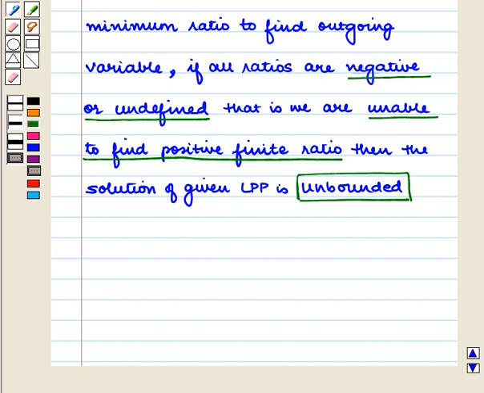So in this session, we have discussed how to solve a general linear programming problem with mixed constraints. This completes our session. Hope you enjoyed this session.